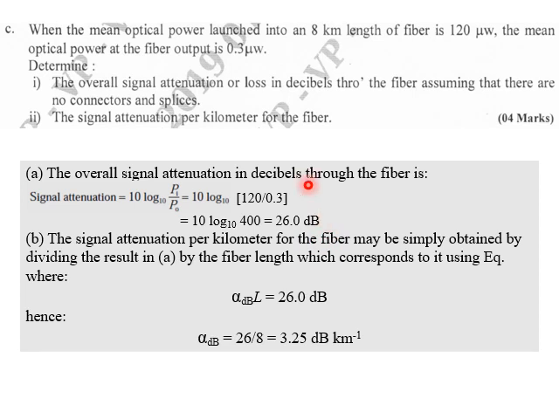The next part of the question is the signal attenuation per kilometer for the fiber. We have 26 dB over here, and with respect to that we have to calculate the signal attenuation per kilometer. So alpha dB times L is equal to 26 dB. L is 8, that is the given information, so 26 by 8 is 3.25 decibel per kilometer. It is alpha dB, the signal attenuation factor per kilometer for the fiber. So this is how we can find the solution to this particular problem.